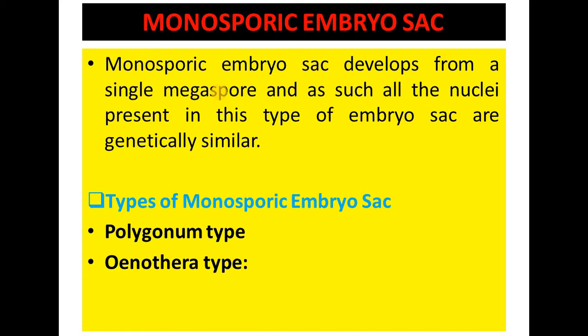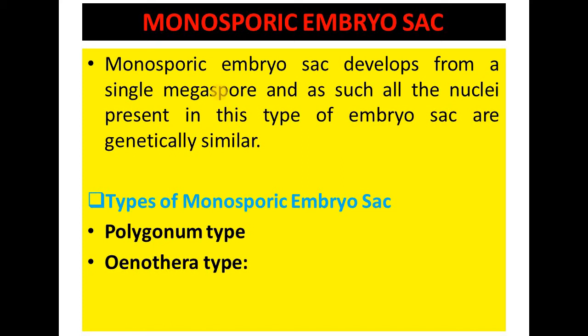Because only one haploid nucleus is going to be divided by mitotic division, and it is responsible for producing the whole embryo sac. So in this type, only one megaspore is functional, and it has only a single haploid nucleus which is going to produce the whole embryo sac. That's why it is called monosporic type of embryo sac. And this type of embryo sac is also divided into 2 types: one is polygonum type and second one is Oenothera type.